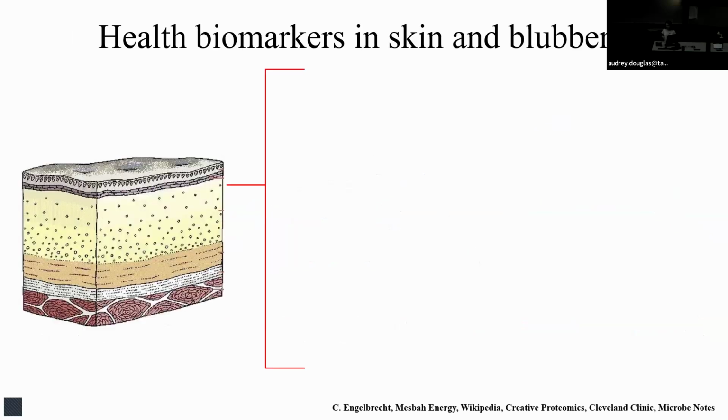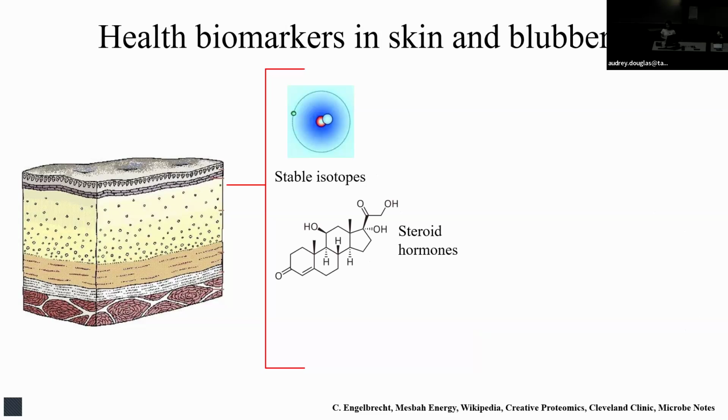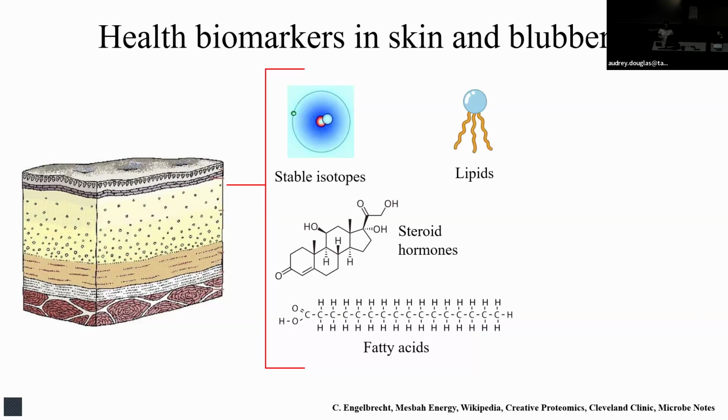But there are many other biomarkers that are present in both the skin and the blubber tissue that we can extract to build sort of a health profile for these animals. So this will include things like stable isotopes, which are really informative of trophic ecology, habitat utilization. We can also use things like steroid hormones to assess major stress and reproductive events for these animals.